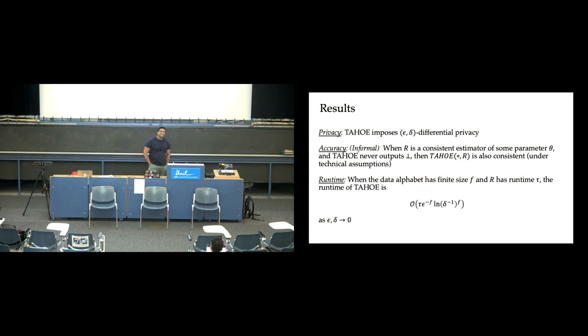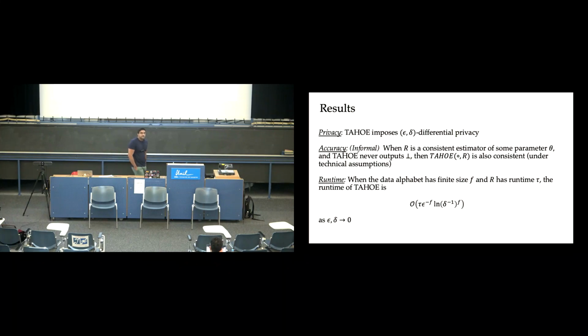That's really cool. Secondly, in addition to privacy, we have some really neat accuracy guarantees when our scripts behave like classic statistical estimators. So if I have a script R that's an unbiased estimator or a consistent estimator from classic statistics, and Tahoe is rigged to never output non-response, then Tahoe will still preserve the unbiasedness or consistentness of the original script. So for statistical tasks, we're not actually becoming more biased or losing consistency along the way.